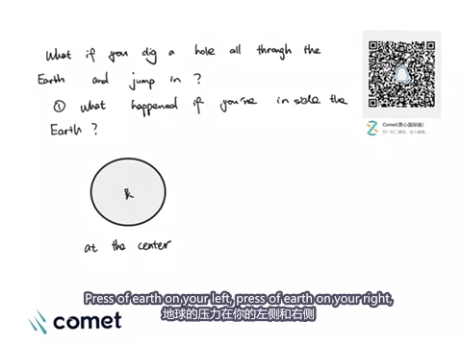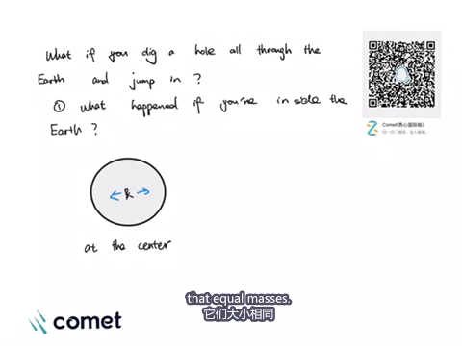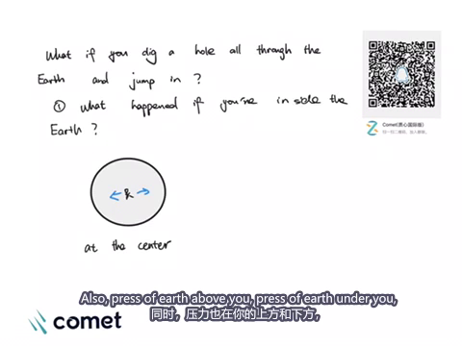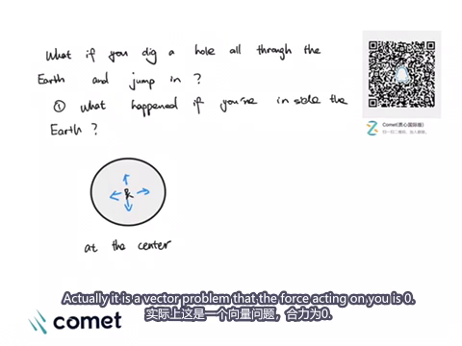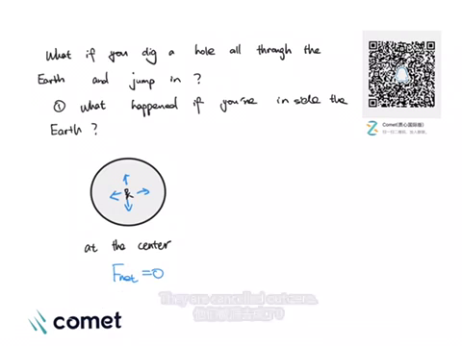Let's think. Parts of Earth on your left and parts of Earth on your right are equal masses. Also, parts of Earth above you and parts of Earth under you are equal masses. What happens? They will cancel out. Actually, it is a vector problem. The force acting on you is 0. They cancel out to 0.